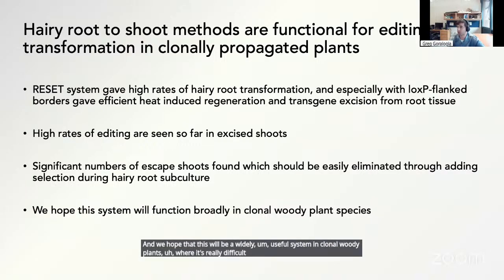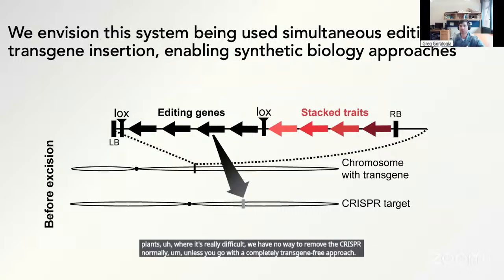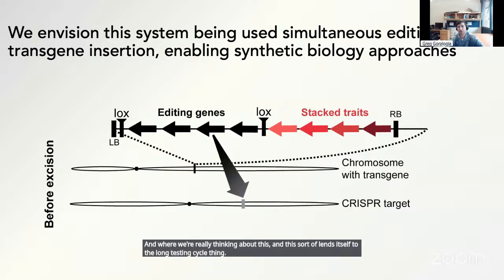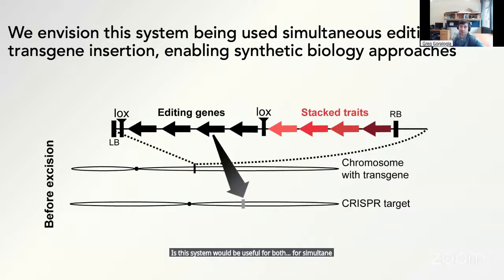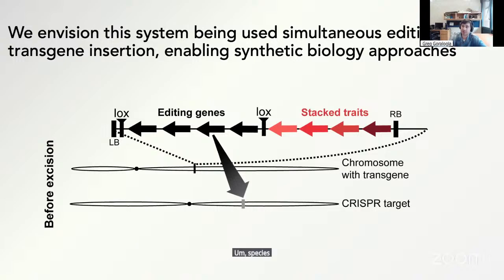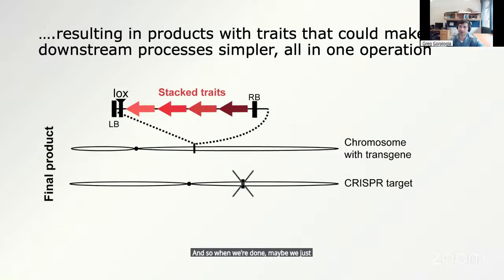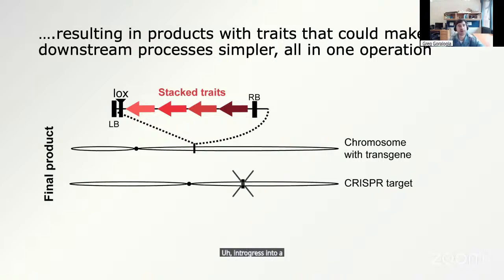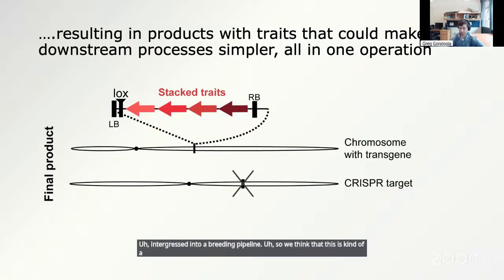We have no way to remove the CRISPR normally unless you go with a completely transgene-free approach. And where we're really thinking about this, and this lends itself to the long testing cycle, is that this system would be useful for simultaneous editing and trans or cis gene insertion. So you could imagine this construct being able to induce an edit in trans, but also leave a transgene. And for some of our species, that might be advantageous because the testing cycle is just so long. And so when we're done, maybe we just have stacked traits that are part of a single locus that can be introgressed into a breeding pipeline. So we think that this is a versatile system for doing all of the above.